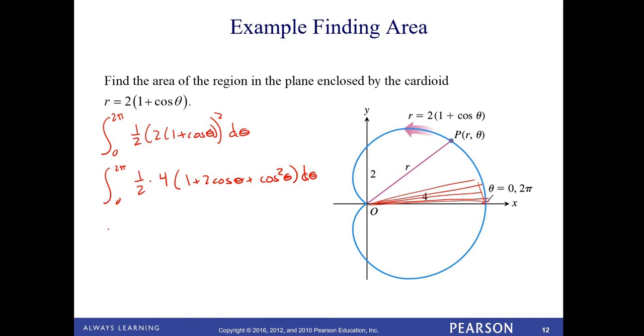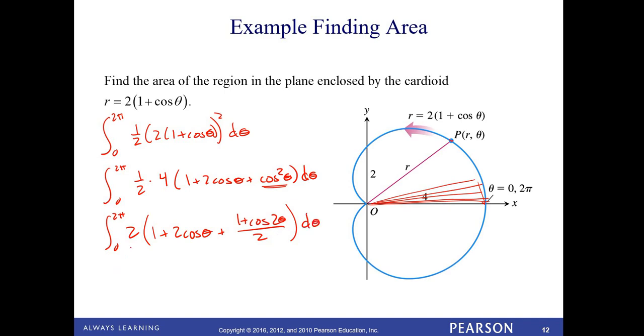I'm going to leave the 2. Usually I pull it out, but I'm going to leave it there for a minute. 1/2 times 4 is 2. And I'm going to use a substitution. These are in the first appendix for cos squared. 1 plus 2 cos theta plus 1 plus cos 2 theta over 2.